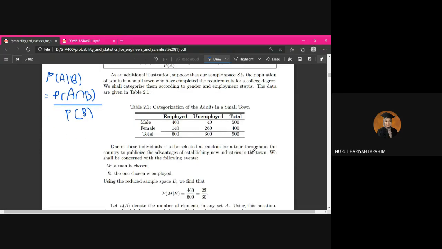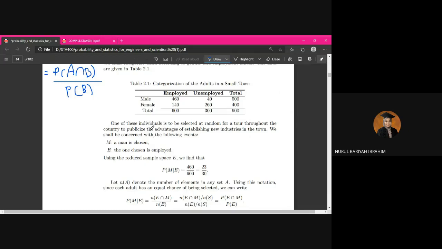Okay, let's see this example. Let's say our sample space is the population of adults in a small town who have completed the requirement for a college degree. We shall categorize them according to gender and employment status. The data are given in Table 2.1. From this cross tabulation, or contingency table, we have the information about the number of adults in a small town, whether male or female, and whether employed or unemployed. The total population is 900.